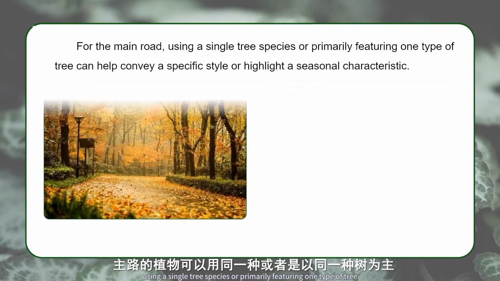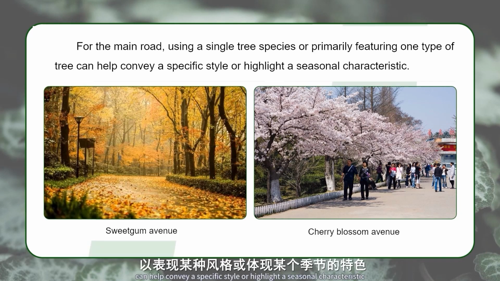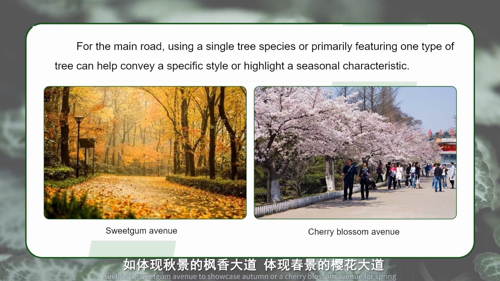For the main road, using a single tree species or primarily featuring one type of tree can help convey a specific style or highlight a seasonal characteristic, such as a sweet gum avenue to showcase autumn or a cherry blossom avenue for spring.